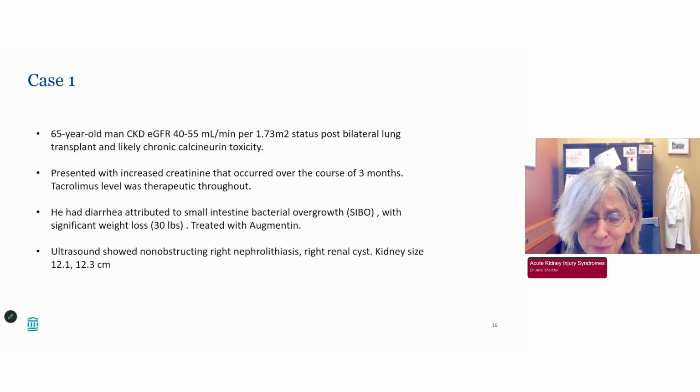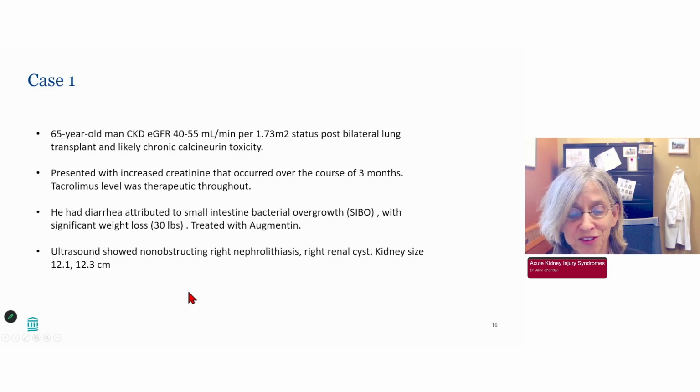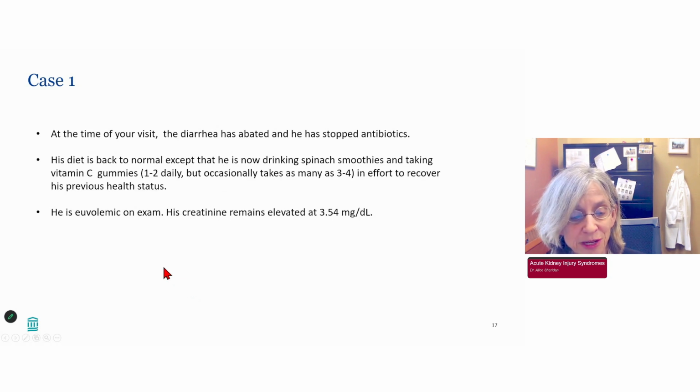He saw a couple of GI doctors and was treated with both Augmentin and rifampicin with some abatement of the diarrhea. He was actually admitted to Brigham. He was pre-renal and was given volume. He had a creatinine that was about 6 or 7. It got better. It came down to about 4. He was discharged and comes in to see me.